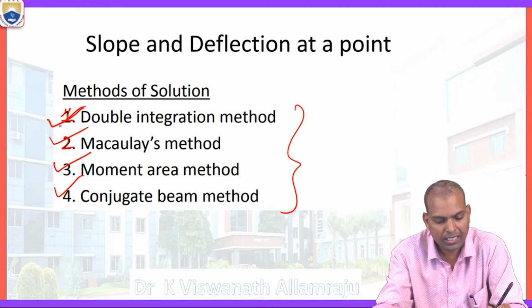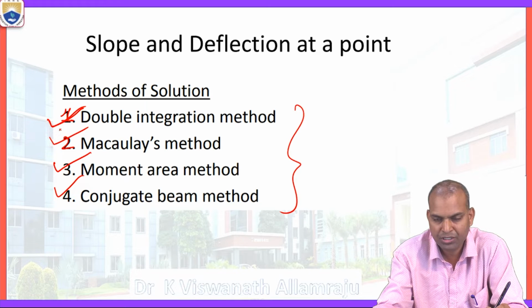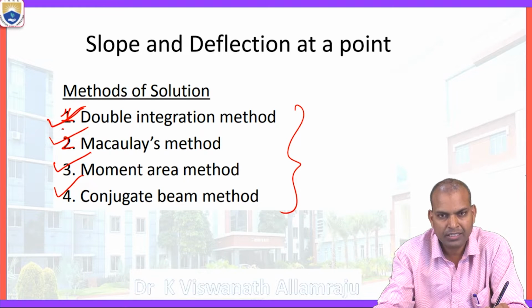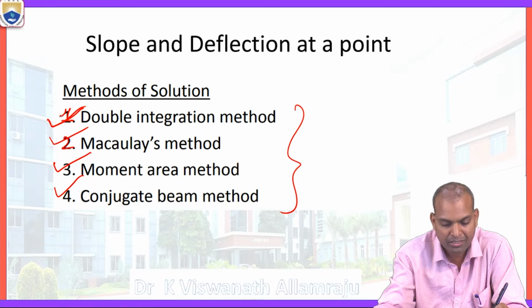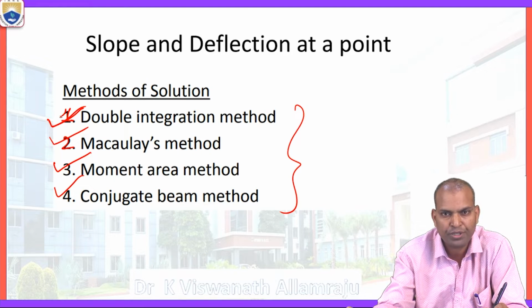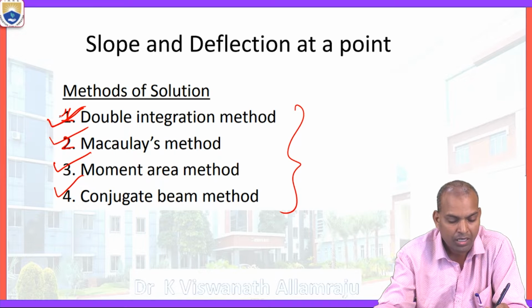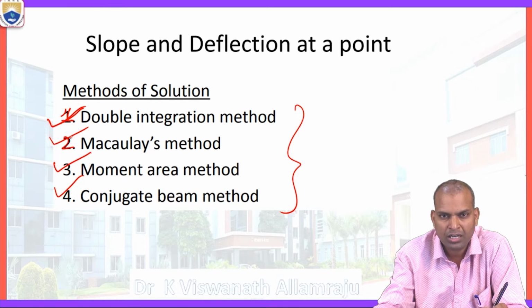Now, there are certain advantages and certain disadvantages in the double integration method. The advantage of the double integration method is that it is very easy for calculating the slope and deflection for a single point load, or single concentrated load, on your beam. And Macaulay's method is highly useful for multi-point loads or multi-concentrated loads, and also uniformly distributed loads.